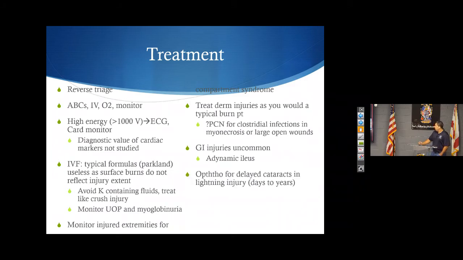These patients are going to need to see an ophthalmologist. We talked about they can have delayed injuries, cataracts, that may not come up for days to years after, most commonly with a lightning injury. Radiographs, we mentioned, just as needed. And the life-saving tetanus that we always give every patient when they come into the trauma bay.